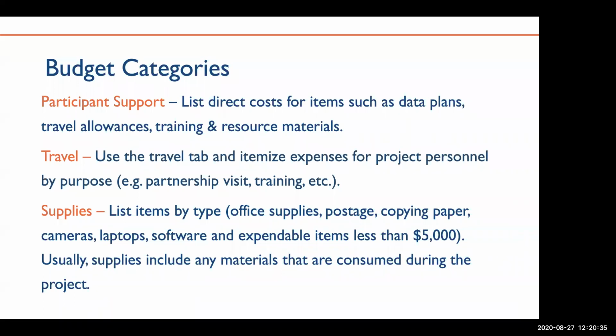Under supplies, you should list supply items by type. No item should be greater than $5,000. Any item listed is typically material that is consumed during the project. Please be as detailed as possible. Rather than writing out technology supplies or classroom supplies, please list out each item required for the project and its cost.